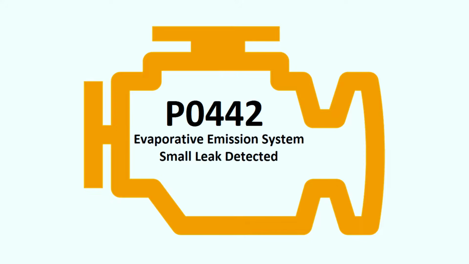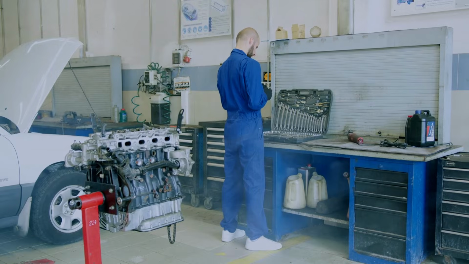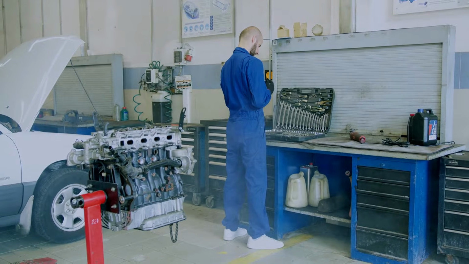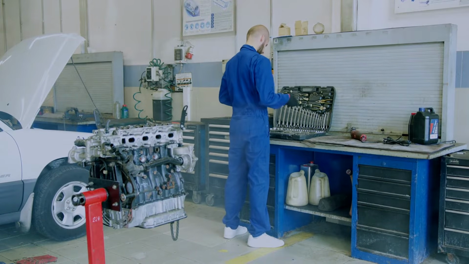Today's code is P0442, Evaporative Emission Control System Leak Detected. Now, that sounds scary, but don't worry, it's often a simple fix. In this video, we'll show you 2 easy ways to tackle this code and get your car running clean again.